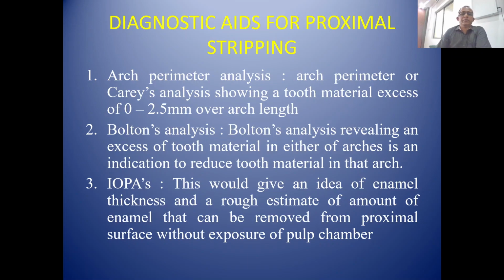The diagnostic aids for proximal stripping include the arch perimeter analysis. Arch perimeter analysis showing a tooth material excess of 0 to 2.5 millimeters over arch length. Bolton's analysis revealing an excess of tooth material in either of the arches is an indication to reduce the tooth material in that arch. IOPA. This would give an idea of the enamel thickness and a rough estimate of the amount of enamel that can be removed from the proximal surface without exposure of the pulp chamber.